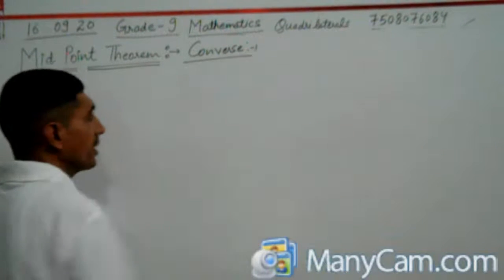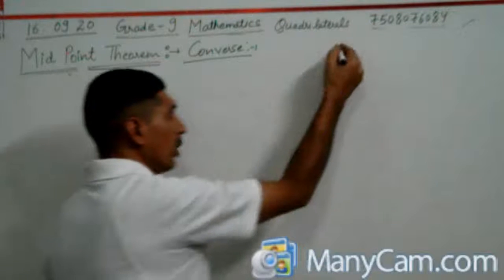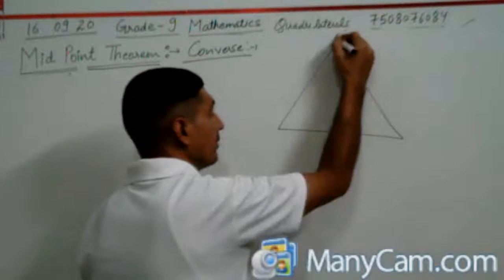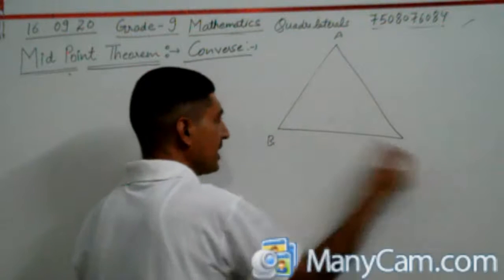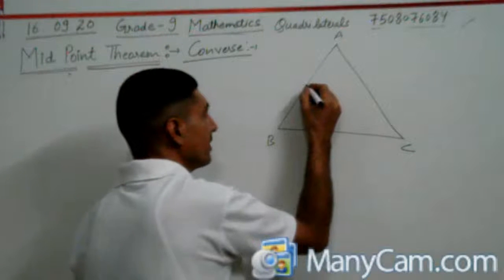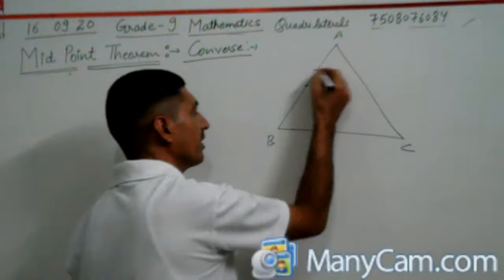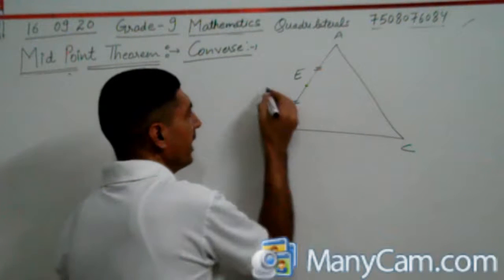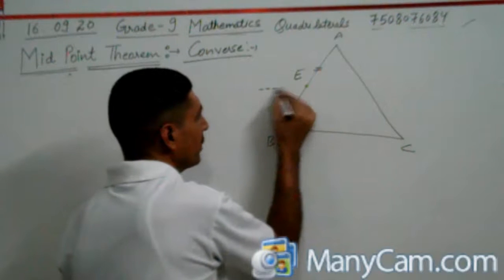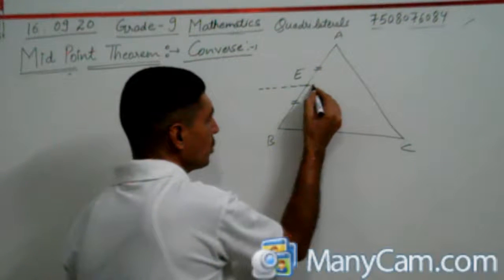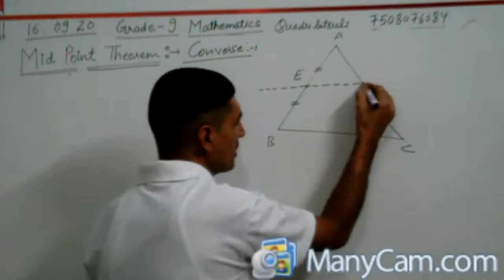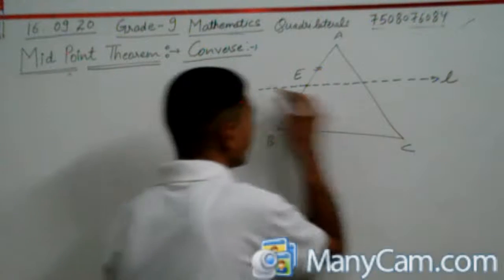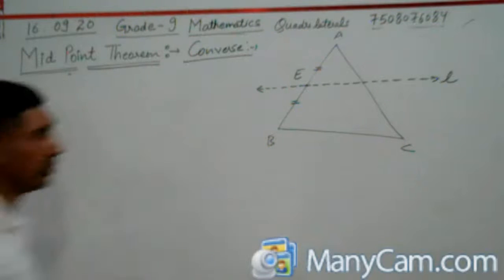Converse: if we are drawing one line, ABC is a triangle and E is the midpoint, it is given. If I am drawing one line which is passing through this point and parallel to BC, what is the converse of the midpoint theorem?